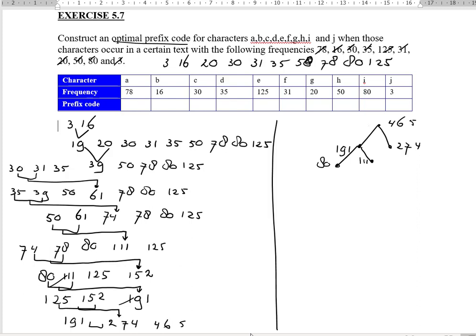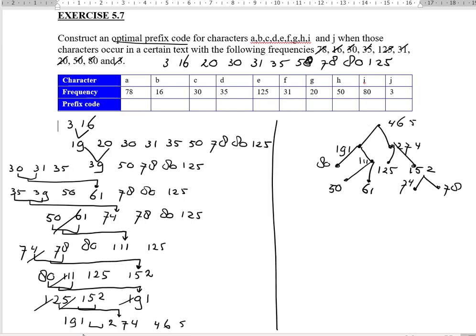Then the next step was, oh, I forgot one. This one. No problem. I can still fit it in. So 125 and 152. Okay, that one. Then we have 152 was 74 and 78. This one. Then 111 was 50 and 61. It's this one.